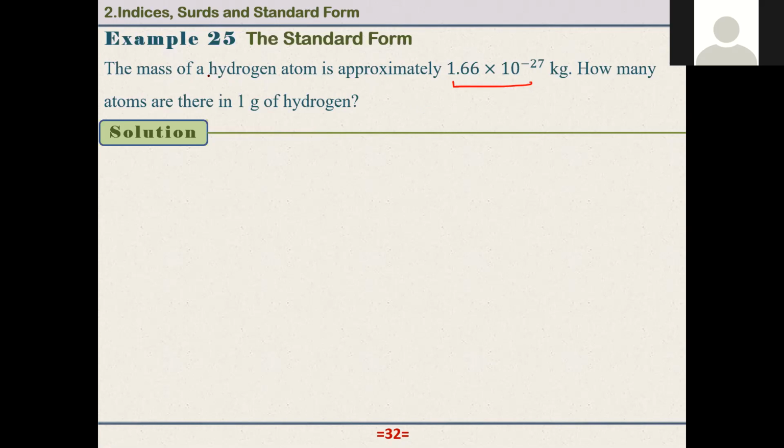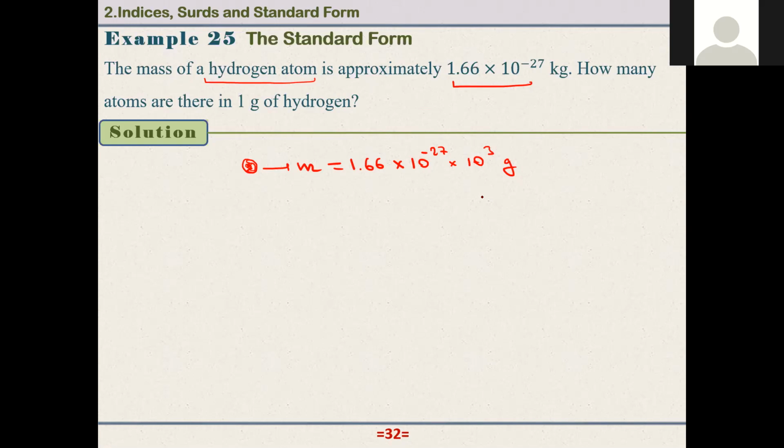So here we say a hydrogen atom, right? Just one piece, that's an atom. The mass of this thing is 1.66 times 10 to the power minus 27. And here we have grams, so we also need to convert this into grams. So here we have times 10 to the power of 3 grams.